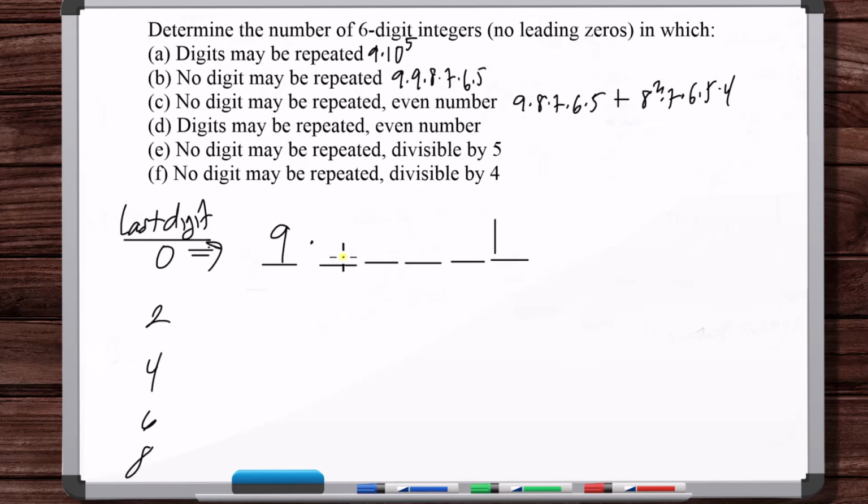Okay. Now, we're left with, let's see, this is just 10. You can repeat digits, right? But the last digit has to be a 0. So there's just one option here. It should be the same, right?